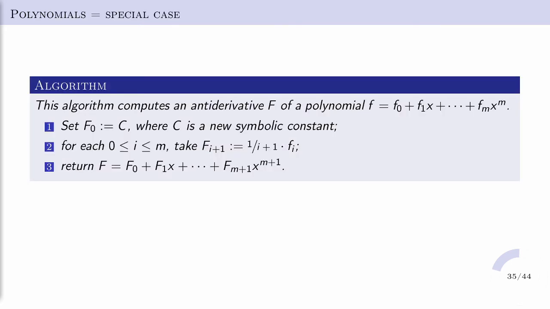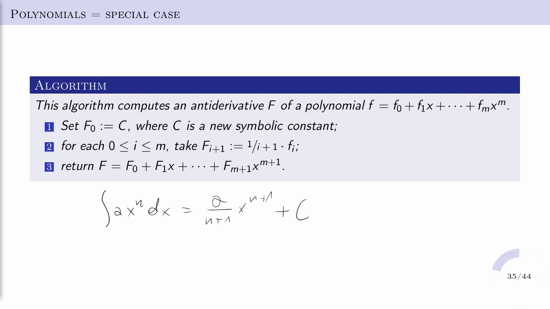The special case, a very simple case, is when the rational function is just a polynomial. If we have just a polynomial, then computation of the antiderivative is trivial, because everyone knows that if a is a constant, then the antiderivative of a x^n is a over n plus 1 times x to the power n plus 1, plus some new symbolic constant.